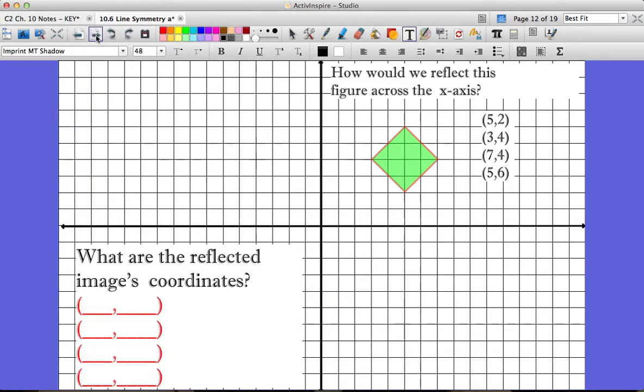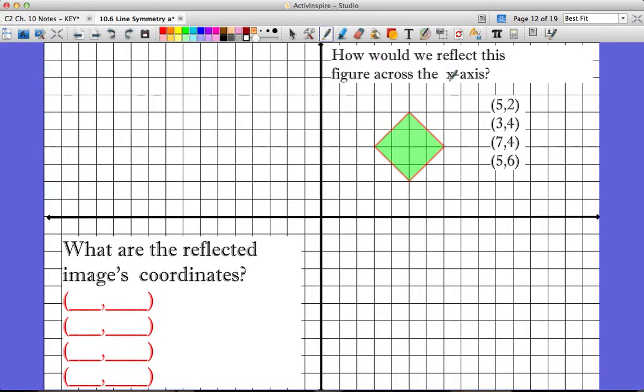Okay, and just to quickly go over this with you again, if I'm going to reflect this across the x-axis, that means that my y is going to change from positive to negative. In this case, it is going from positive to negative because I'm in a positive quadrant for my y and I'm going to go to a negative quadrant for my y. So in this case, my new plots should be 5, negative 2, 3, negative 4, 7, negative 4, and 5, negative 6.